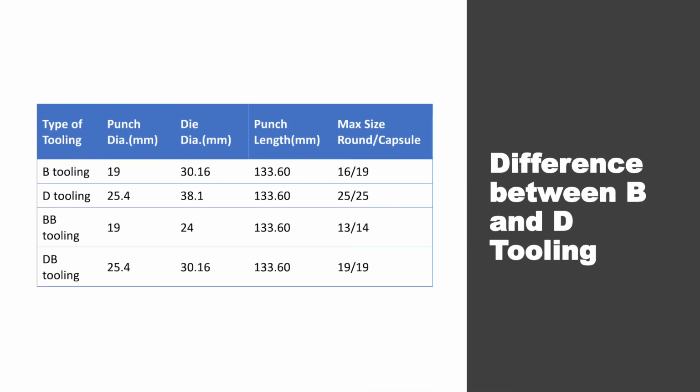One thing you have to keep in mind is that you have to memorize these diameters, so that if you are given the dimensions, you can say which type of tooling it is, or for which type of tooling what is the size of the punch diameter and the diameter of the die cavity.